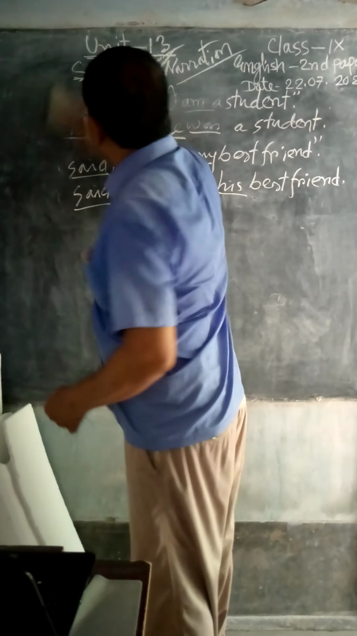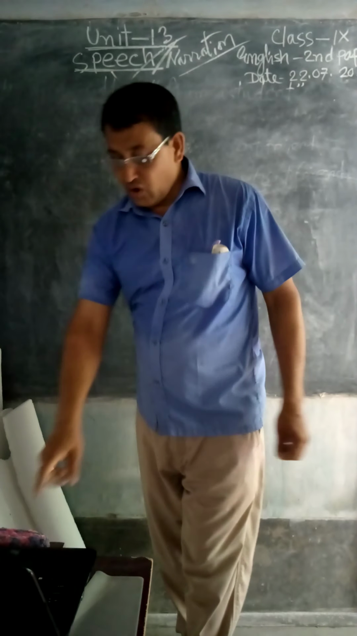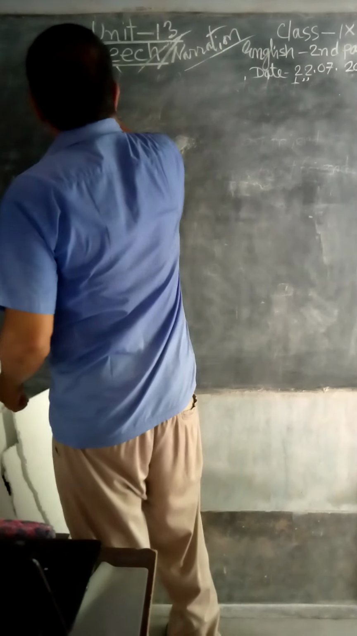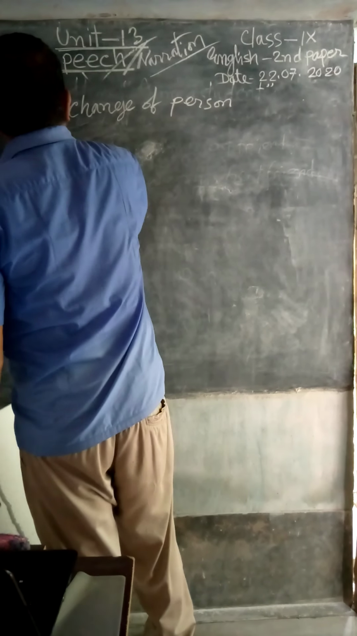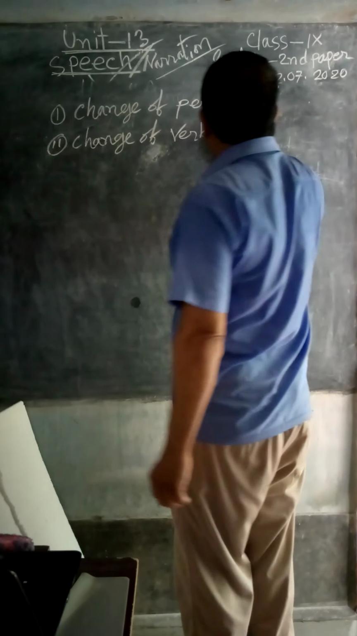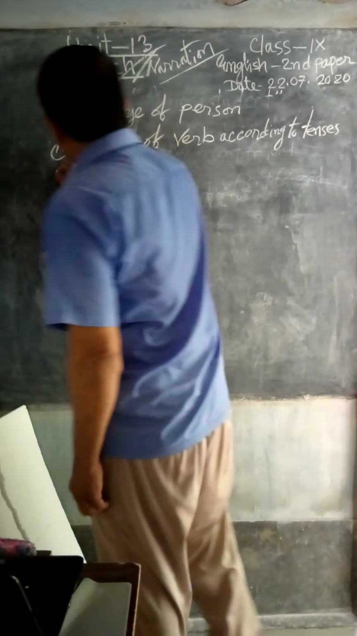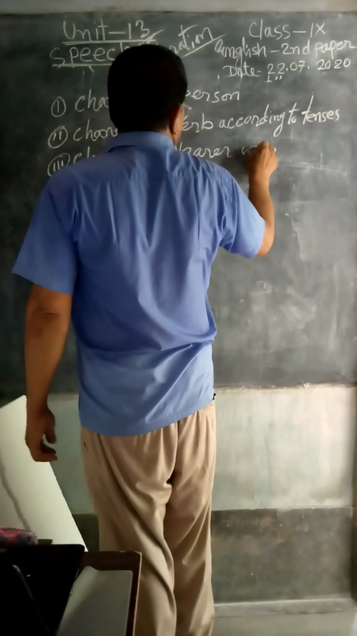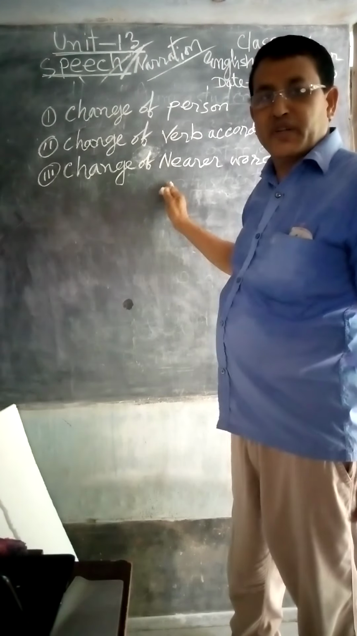Now, I am writing those three changes. Number one, change of person. Number two, change of verb according to tense. And number three, change of nearer word, N-E-A-R, nearer word. Change of nearer word to farthest word. অর্থাৎ আমরা বাংলায় বলতে পারি নৈকট্যবাচক শব্দের পরিবর্তন.